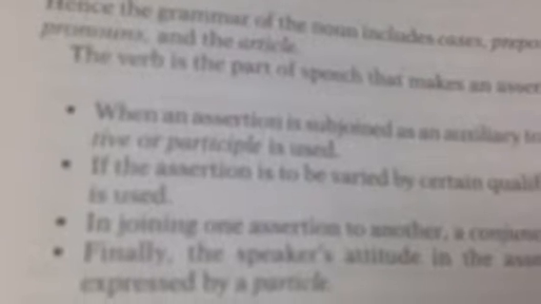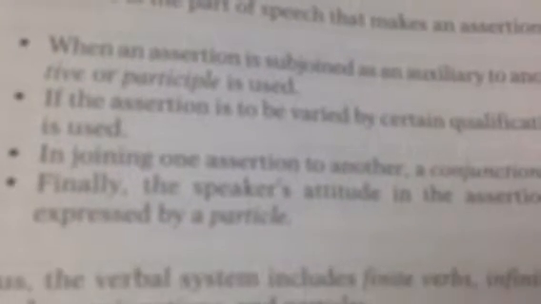The verb then is the other part of speech that makes a certain assertion, because it depends on action. When an assertion is subjoined as an auxiliary to another, a help part to another, the infinitive or participle is used. If the assertion is to be varied by certain qualifications, so you want to modify it, the adverb is used. In joining one assertion to another, a conjunction may be used. Finally, the speaker's attitude in the assertion is frequently expressed by a participle.